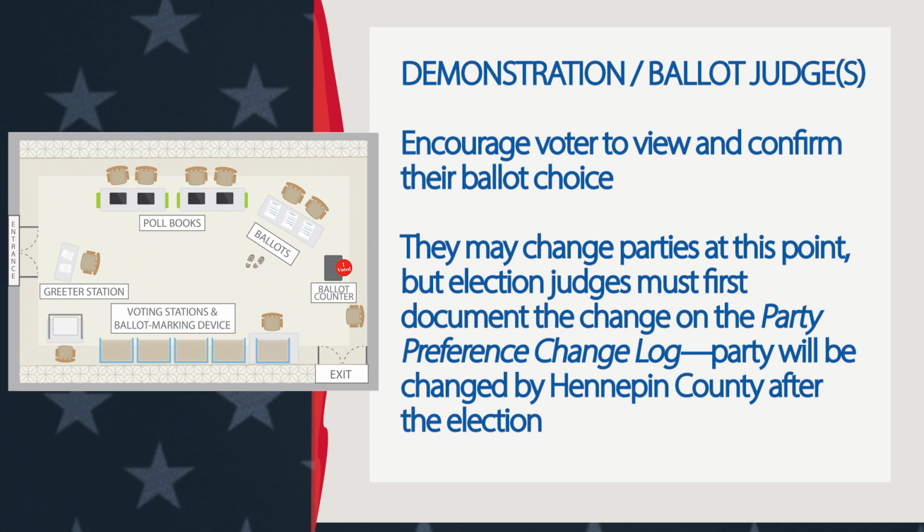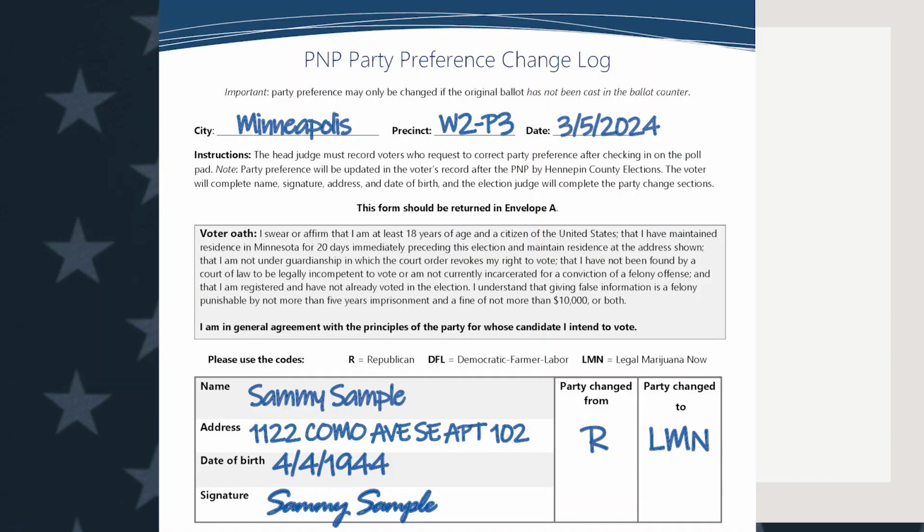After a ballot judge provides the correct ballot to a voter, they should encourage every voter to confirm that they have the correct ballot before going to the booth and voting. If the voter would like to change the party they selected at this point, they may, but election judges must first record this change on the party preference change log, so the party can be corrected by Hennepin County after the election.